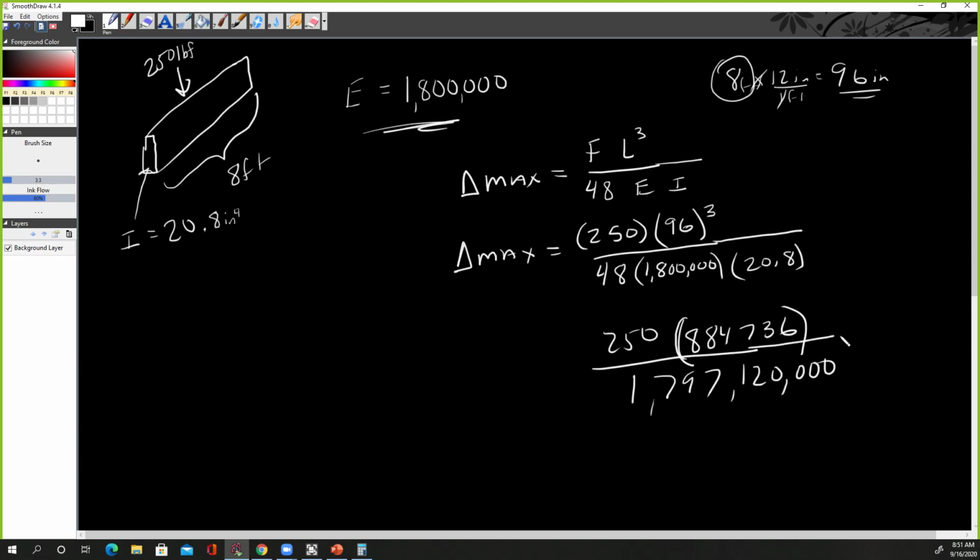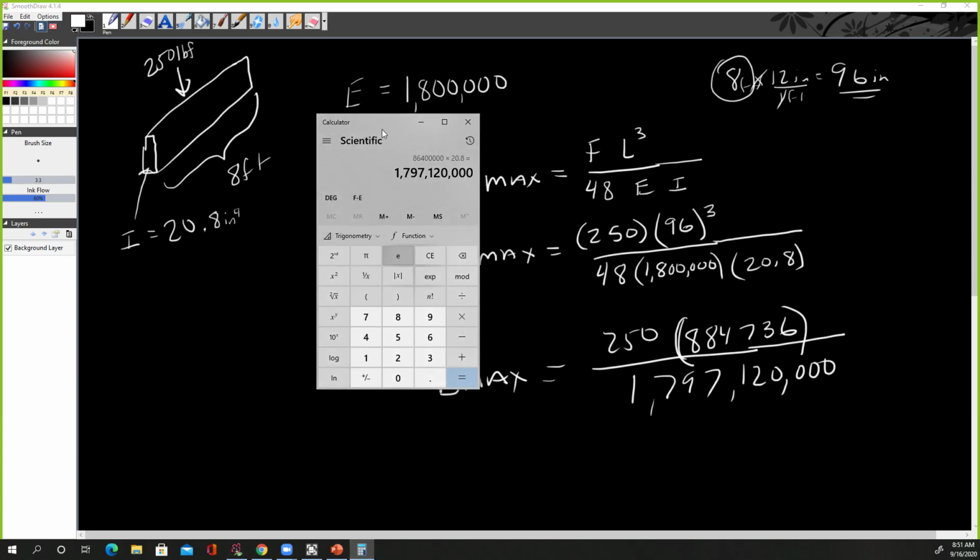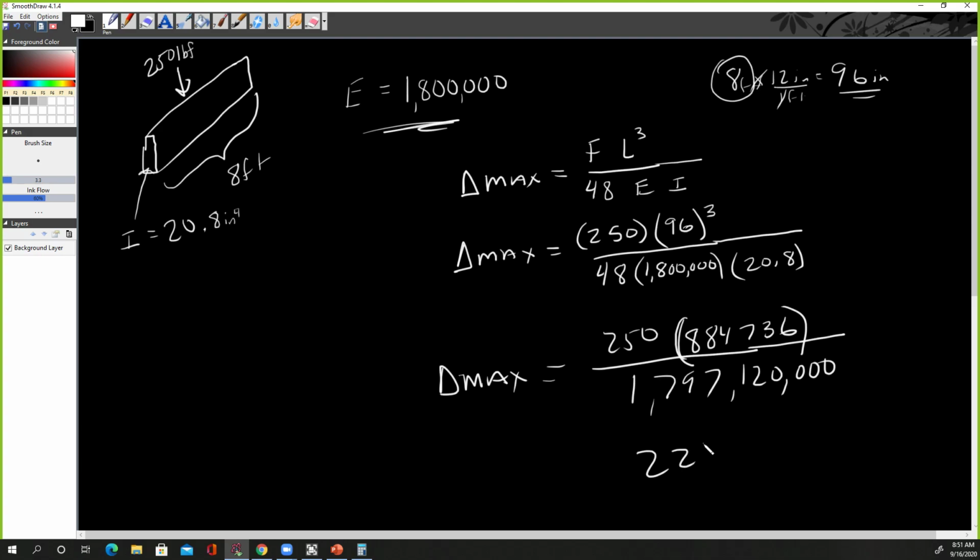All right. And then let's finish this problem on top right here. 250 times that number. I should have done that before, but we'll just do it now. 250 times 884,736, and we get 221,184,000. And then on the bottom we still have the 1,797,120,000.